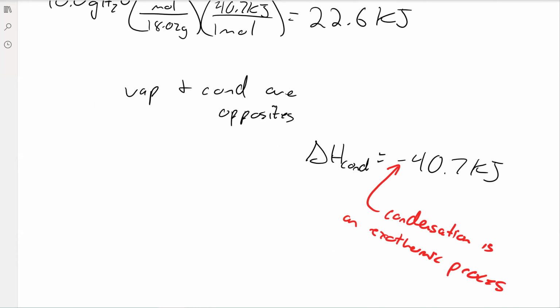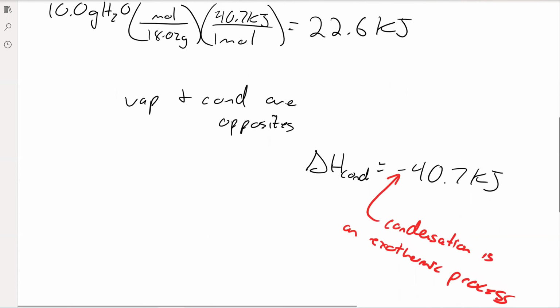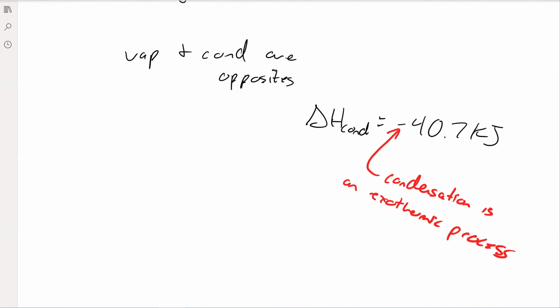Which might be a little bit hard to wrap your mind around. But if you think about it correctly, it does make sense, right? To boil something, you have to put energy into it. That's an endothermic process. And when it condenses back down, it's going to release energy. That's an exothermic process.